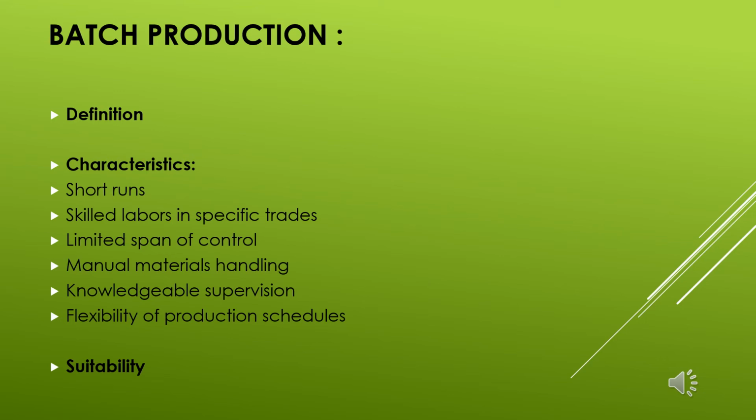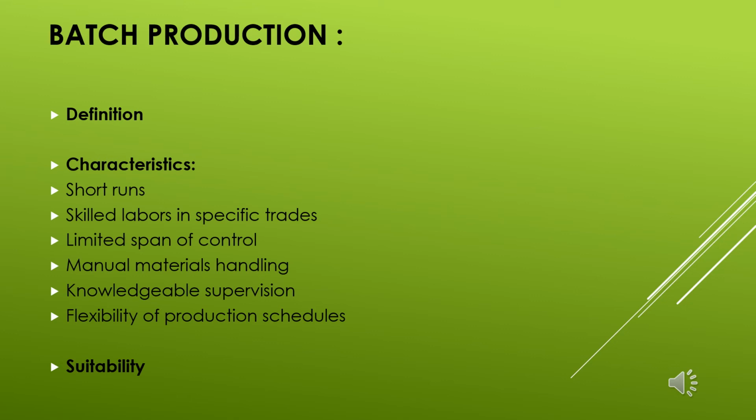Batch production may be defined as the manufacturing of a product in small or large batches or lots by a series of operations, each operation being carried out on the whole batch before any subsequent operation is operated.